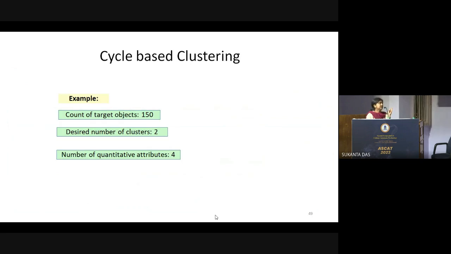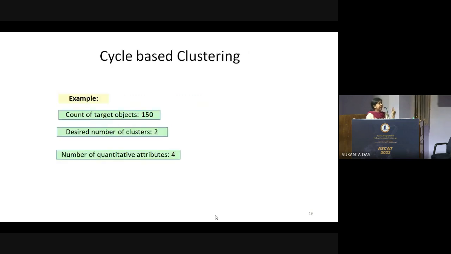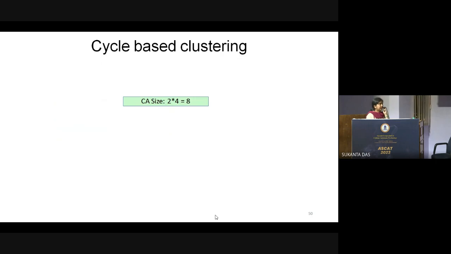Total number of objects is 150, desired number of clusters 2, number of attributes 4. Which type of attribute have we taken? Quantitative attribute. For a quantitative attribute, we divided it into three spaces. The very close ones are represented by 00, the next close part 01, and the next 11. Why am I taking 00 and 01? Between 00 and 01 the distance is 1, and between 00 and 11 the distance is 2. So here the CA size will be 8, because for encoding the attribute we are taking two bits, so a total size of 8.